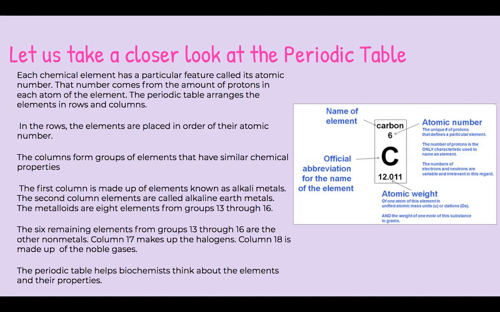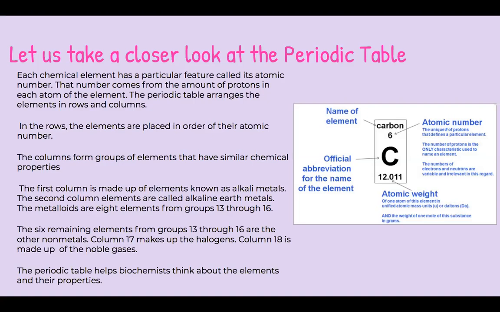So the organization helps people when you take the first look at a periodic table, you're able to immediately learn more about each element, even if you don't know their name. Then each column is grouped with elements that have similar chemical properties. So the first column is made up of elements called alkali metals. The metalloids are eight elements from groups 13 to 16.